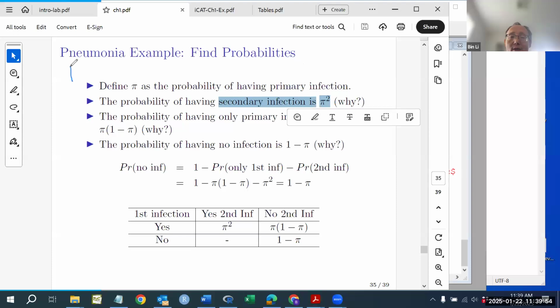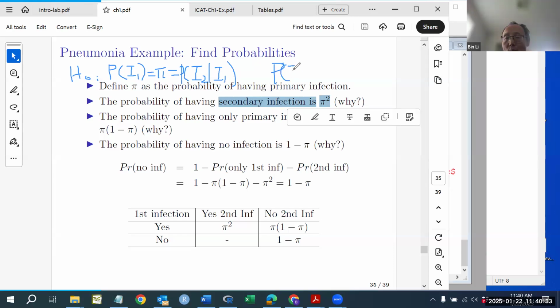So here, in the null hypothesis, we said the probability of getting the infection I1, the primary infection, is pi. And that is equivalent to the probability of getting the secondary infection given the first infection. It's the same as pi. That's the null hypothesis.